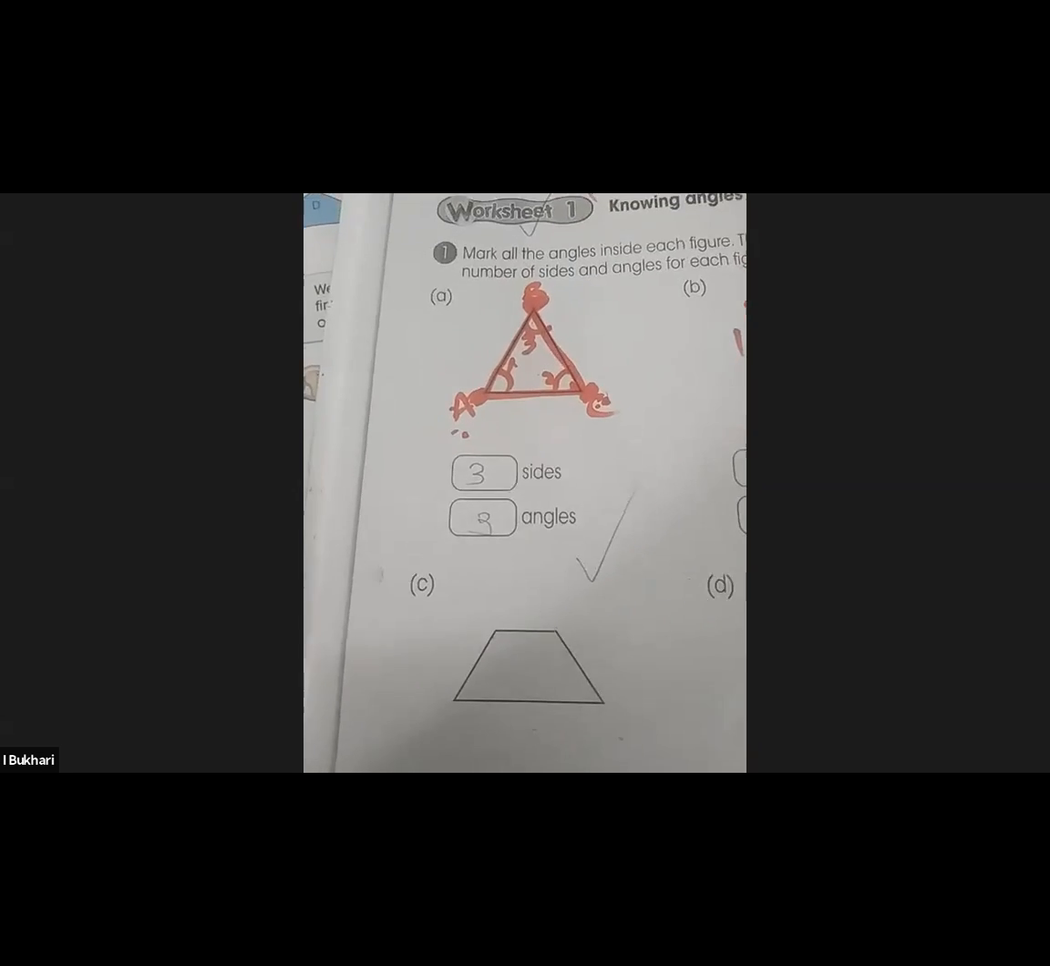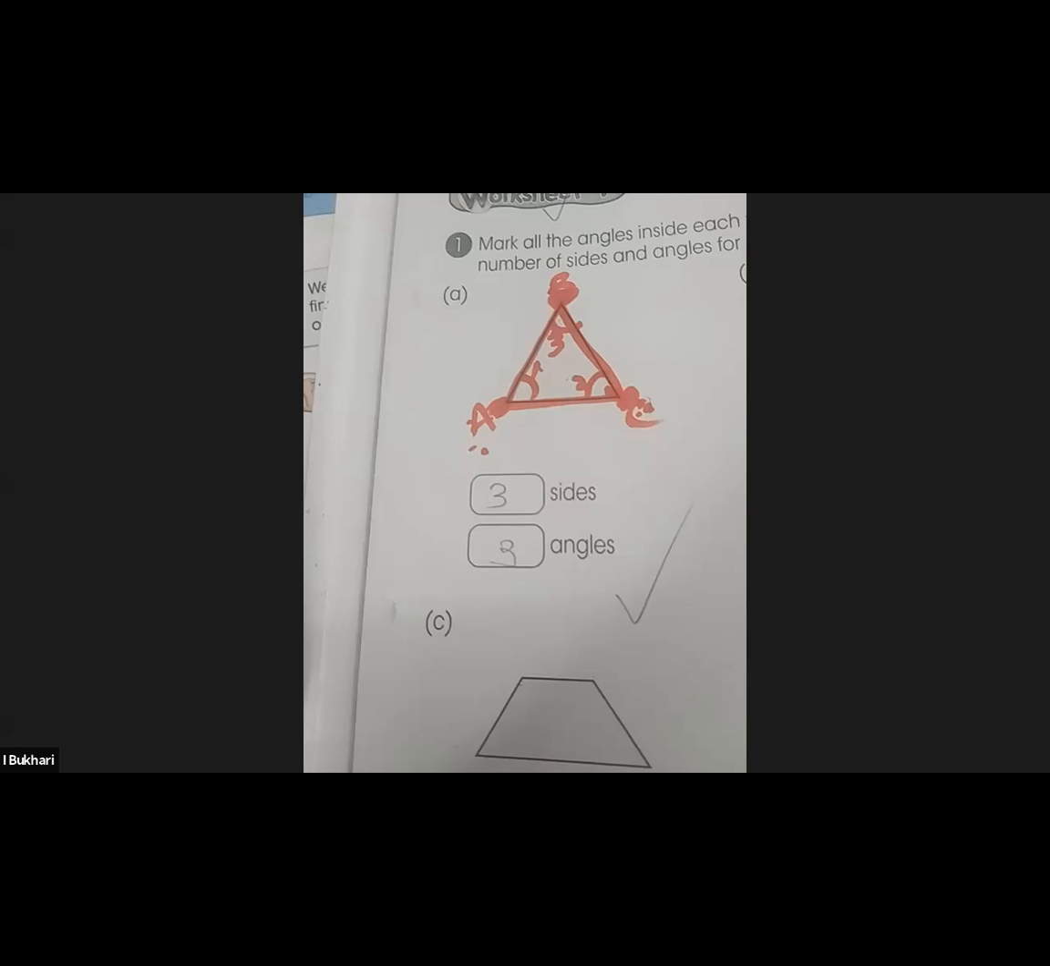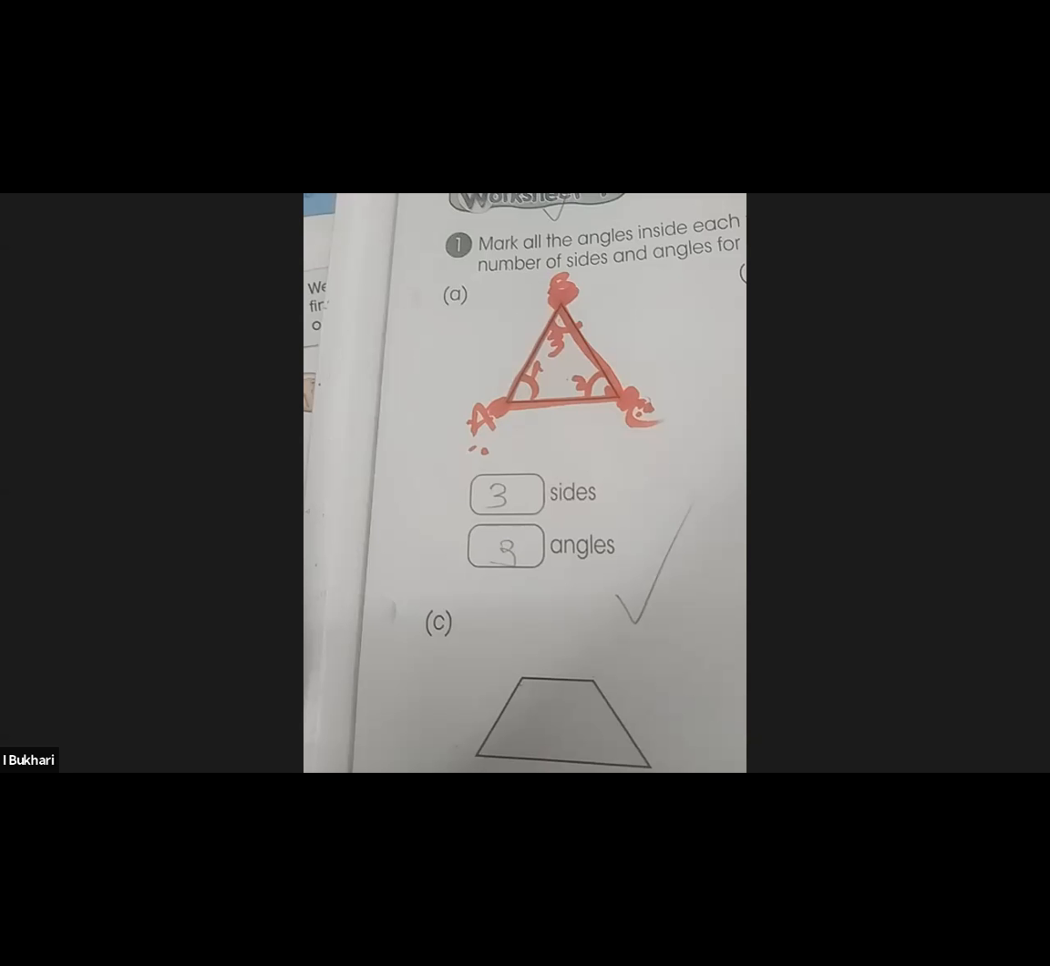Okay, now let's do this. I can see hands raised. Rayan Abu Bakr, yes? I'm unmuting you. Yes, Rayan? An acute angle is smaller than a right angle and an obtuse angle is bigger than a right angle. Yes, you are absolutely correct. Good job, Rayan. Okay, you're most welcome. Did you understand? I hope you guys did.